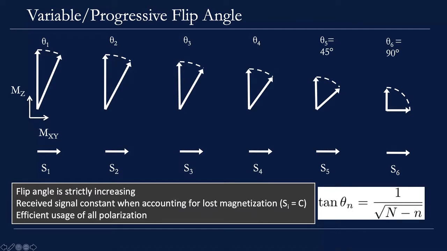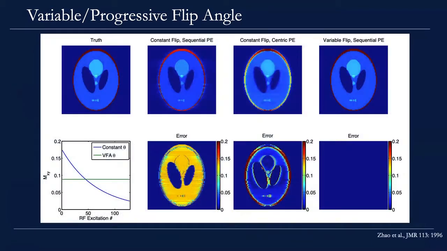So what we do here is we increase our flip angle through time such that we have constant signal, or constant MXY, for each phase encode. This gives us constant signal through time, and we account for this lost or reused magnetization. Because it ends at a 90, we have efficient, complete usage of all of our polarization. And because our signal is constant through time, we're able to recapitulate the image without any low or high pass filtering on top.